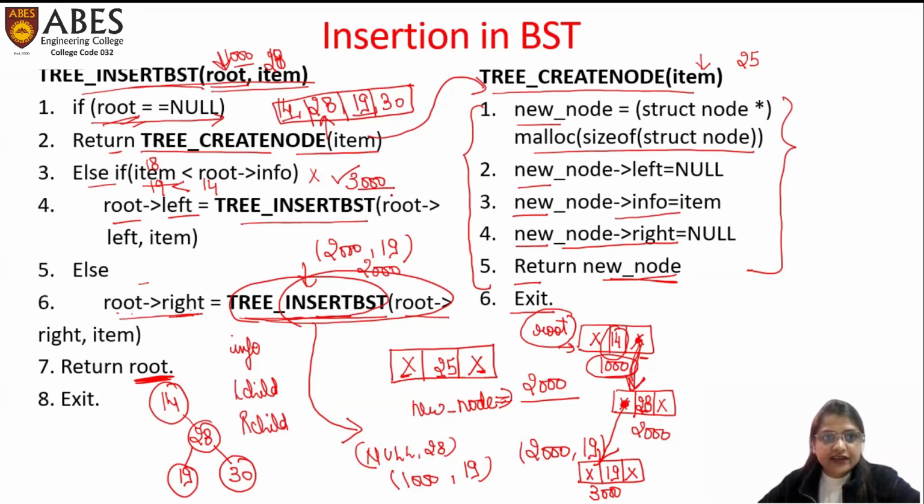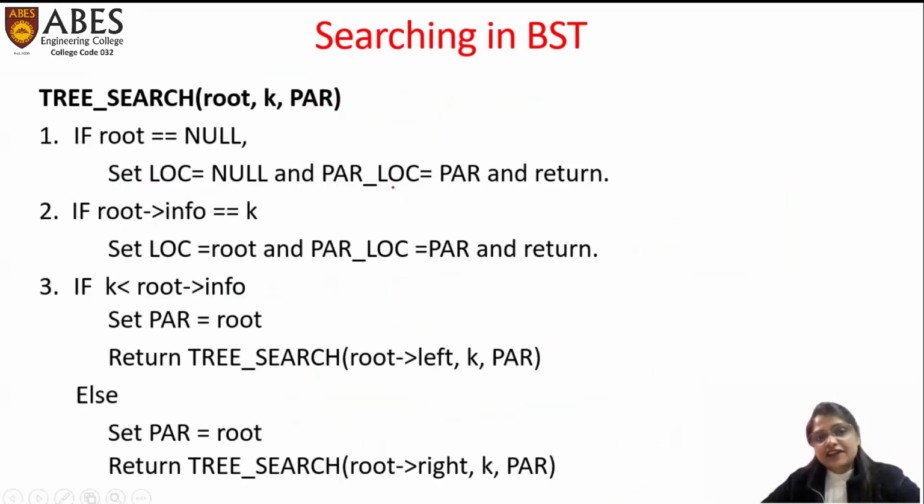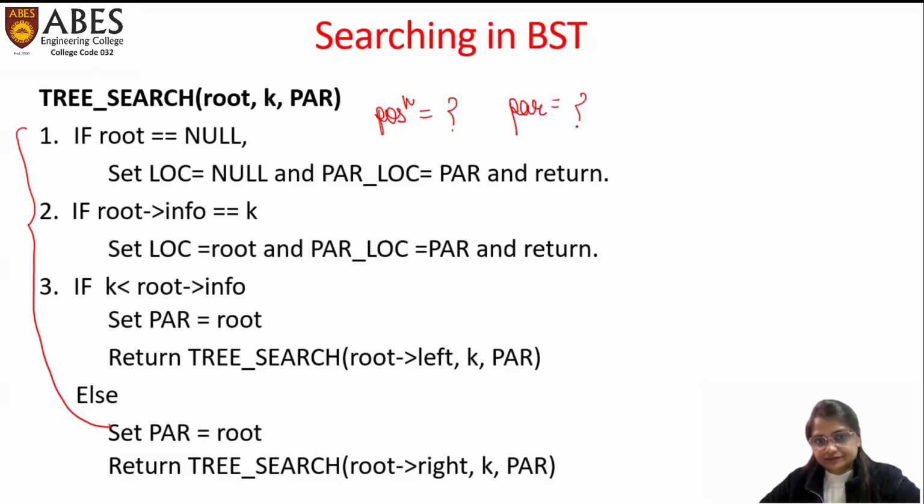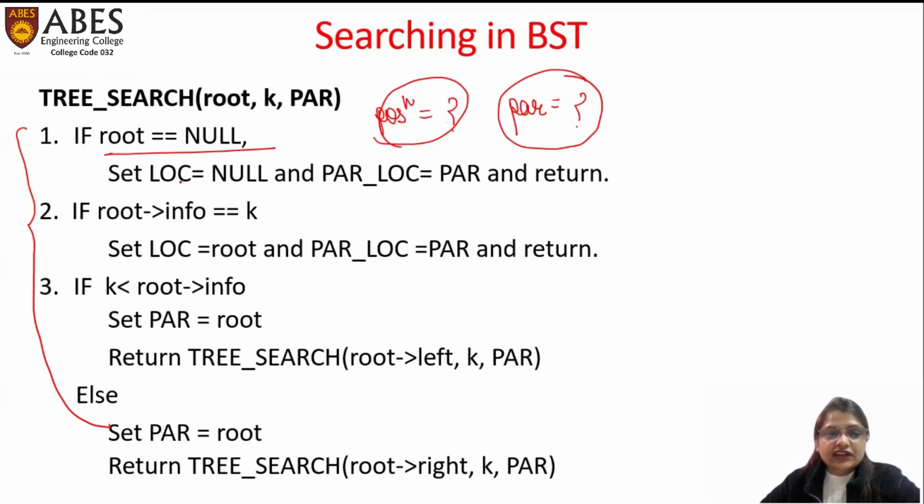Okay, next. If I want to search for a particular item, then this procedure will examine the position of that node where it is present, as well as its parent location. We want to know where the item is and also its parent information. Then we have to follow this procedure. If root is equal to null, then we cannot find the data item which I am looking for. That's why the location will be null, as well as its parent location. And we will return this value.